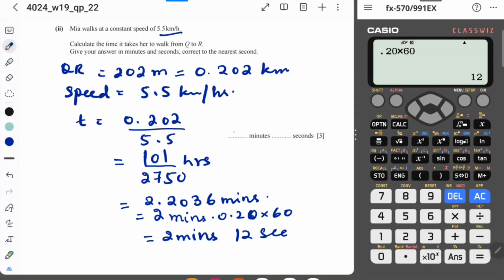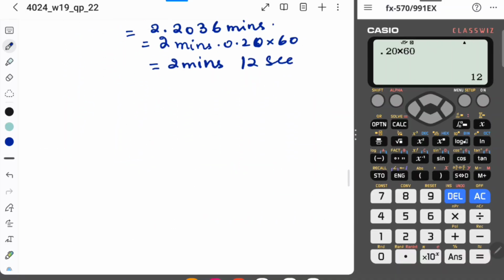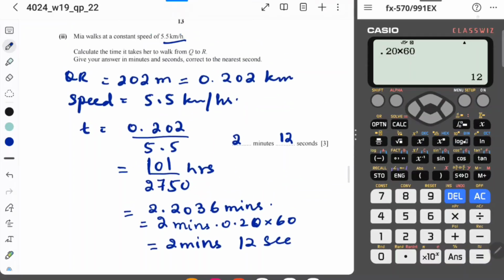What did I do here? I just took time as distance upon speed, and the time we got was in hours. Multiplying by 60, we get the time in minutes. We got 2.2036, so 2 is minutes, and 0.2036 is also in minutes. So we multiply the decimal part by 60 to convert it into seconds. So we found it in seconds. This was the last part of this question.